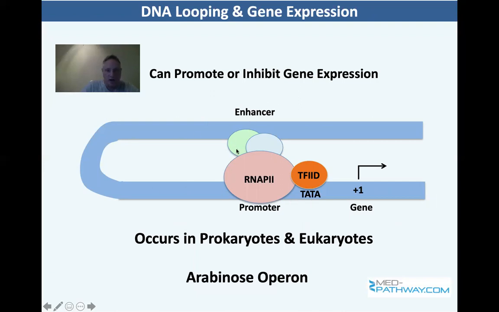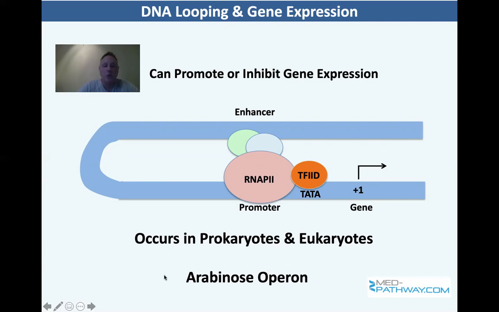And so here's an enhancer binding to its cognate trans-acting elements, and then it coordinates with RNA polymerase and TFIID, which is a TATA-binding protein, to generate these transcription complexes, which can be active or inactive depending upon a number of things, including the tissue, cell type, point in development. So looping occurs in prokaryotes and in eukaryotes.